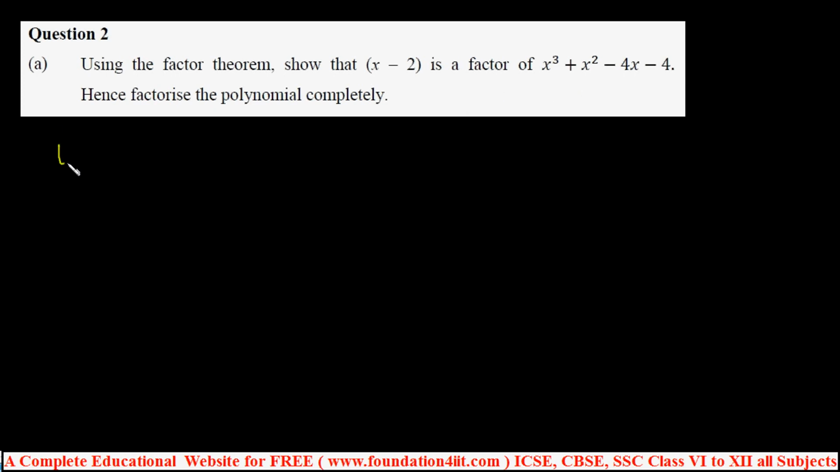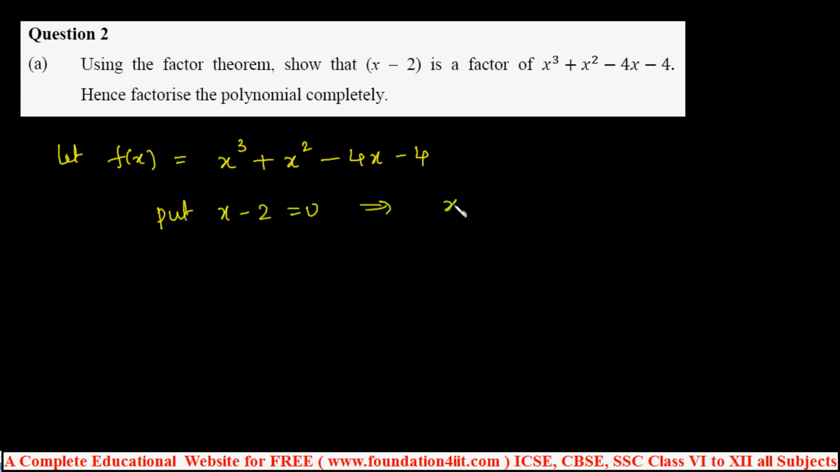So let the given polynomial f of x be equal to x cube plus x square minus 4x minus 4. To prove x minus 2 is a factor, just put x minus 2 equal to 0, and from this x is equal to 2. If I substitute the value x equals 2 in this equation and we get the remainder 0, then that is a factor, right?